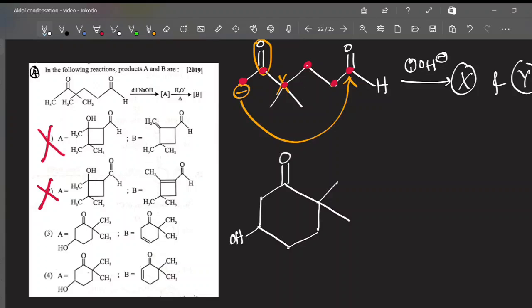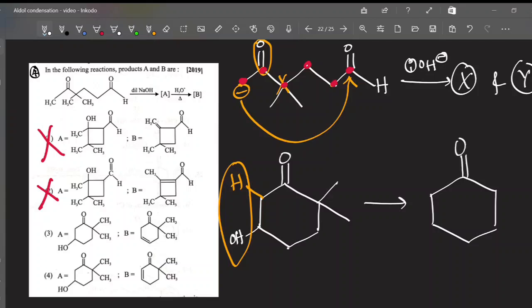Please check it. Yes, in options 3 and 4, both have given the same one. So we must go to the next step. Next we must eliminate the hydrogen from the alpha. Now I hope you understood what to do and what the final product must be. There is a ketone and two methyls, and now we have a double bond adjacent to the ketone. Obviously our answer is the fourth one.